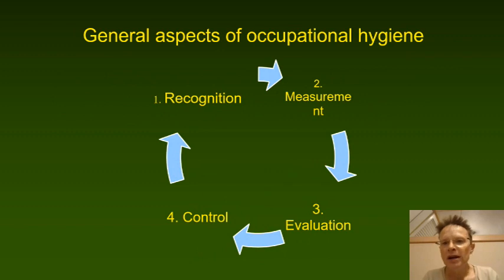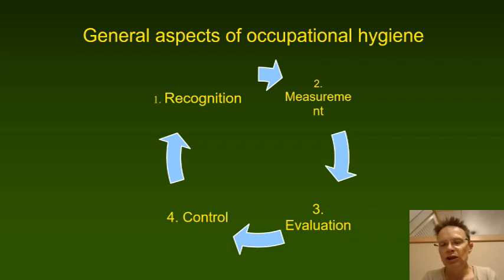The general aspects of occupational hygiene have been around for well over 100 years. It's about recognizing the hazard, taking measurements of that particular hazard, evaluating those measurements. So there's no point taking a measurement if you don't know what you measure it against. If it's a hazardous chemical, we evaluate it against the limits in EH40. If it's noise, we evaluate it against the lower exposure limits in the Control of Noise at Work Regulations, etc.